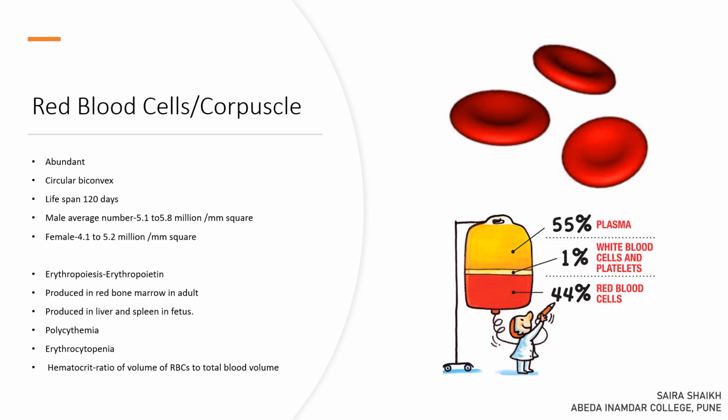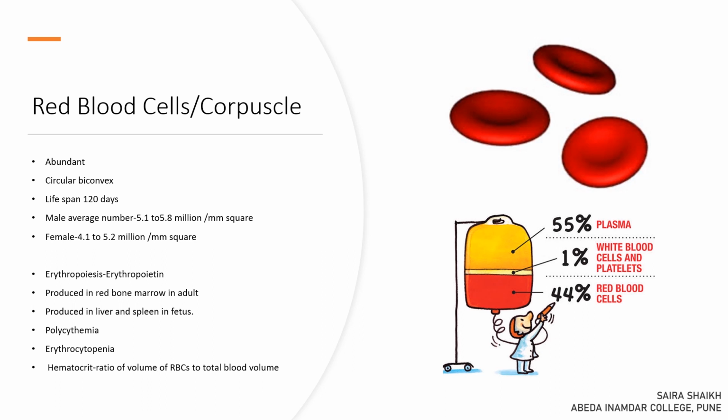Their number in males is about 5.1 to 5.8 million per millimeter square, while in females it is 4.1 to 5.2 million per millimeter square. This number indicates that physically males are stronger than females.